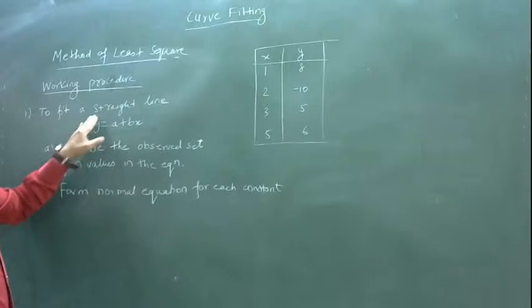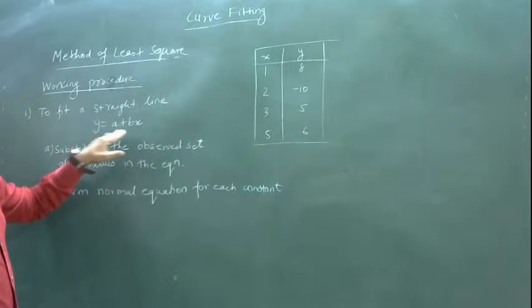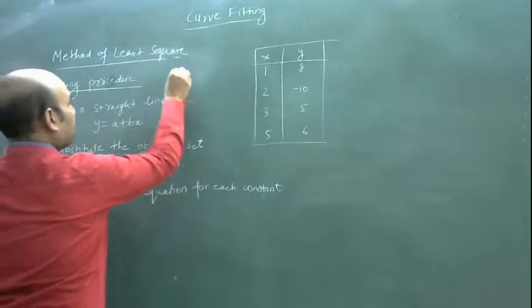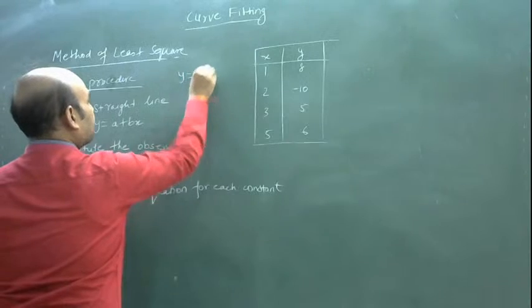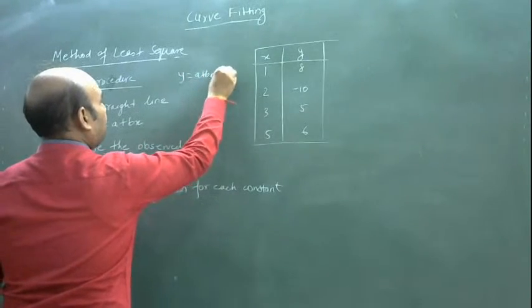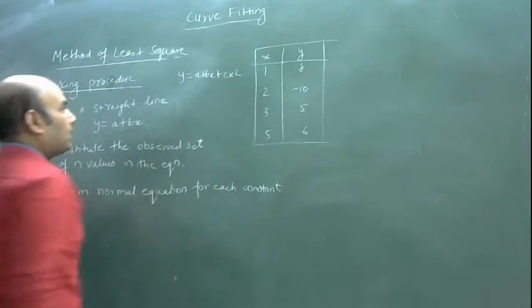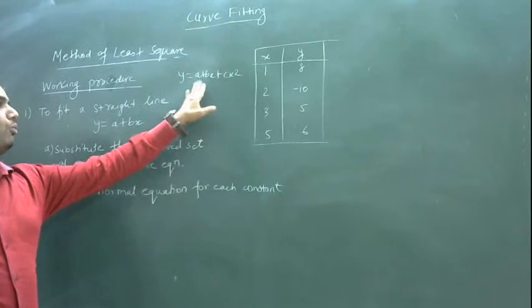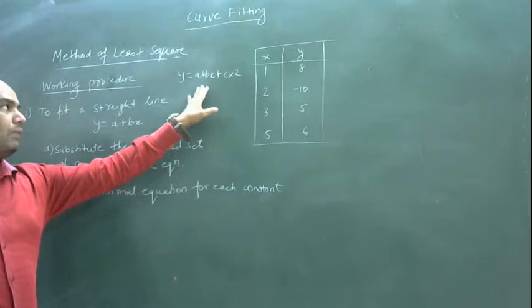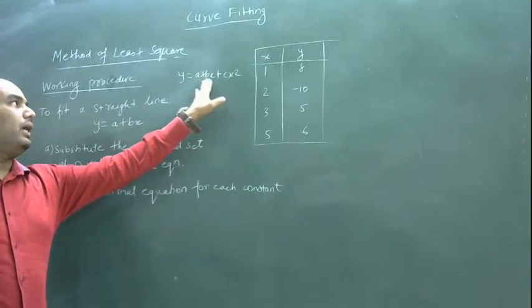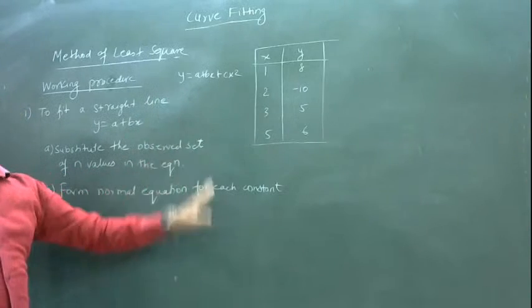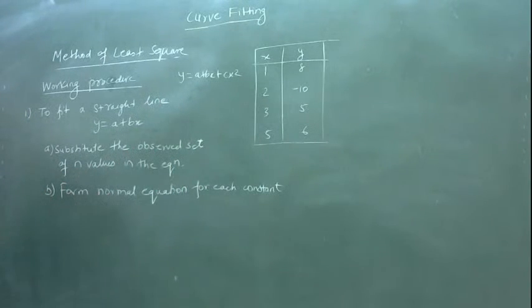If the equation of a parabola is given, the equation of the parabola is a plus bx plus cx square. So here there are three unknowns, so we will form three normal equations, and we will find the unknowns a, b and c. So this is the method of least squares.